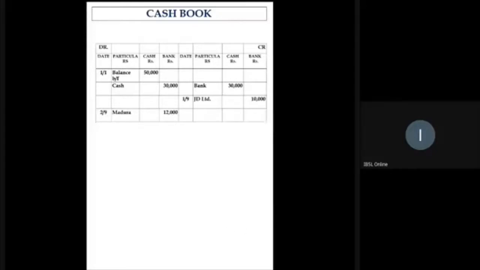Straight away as a deposit received from, or in other words, a check received from Madura, which is on 2nd September, and in the bank column. You see? So I assume this bank column is now going to increase 30,000. Now it is going to add 12,000. So 42,000.